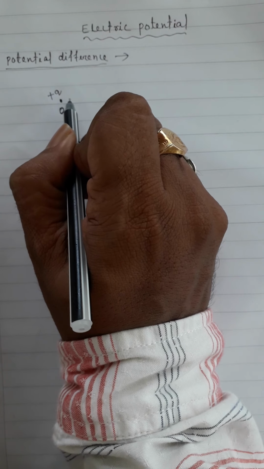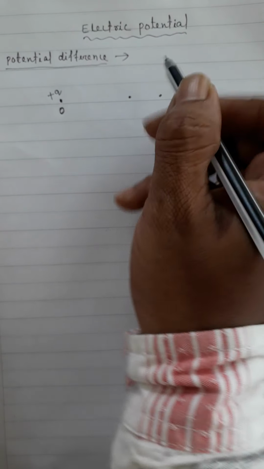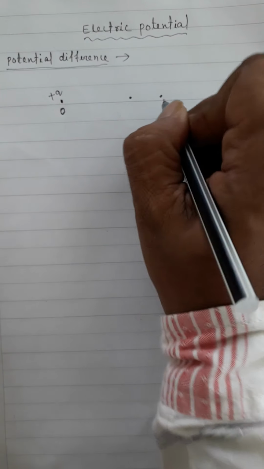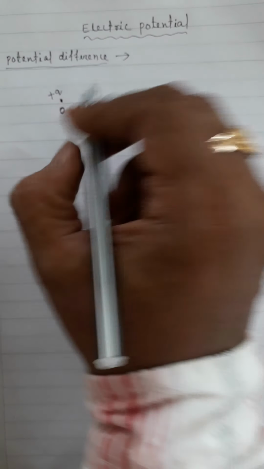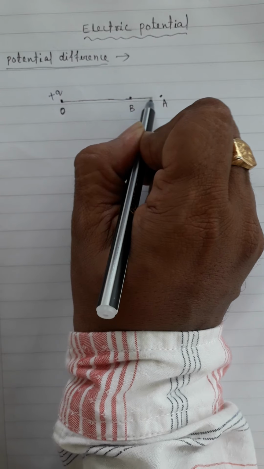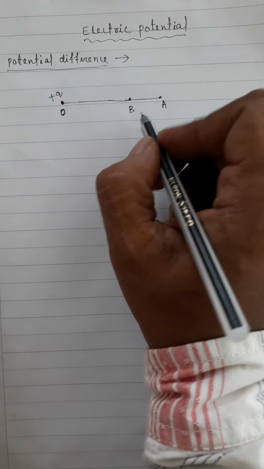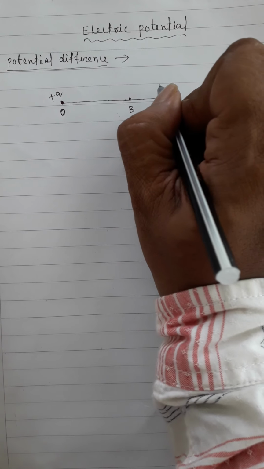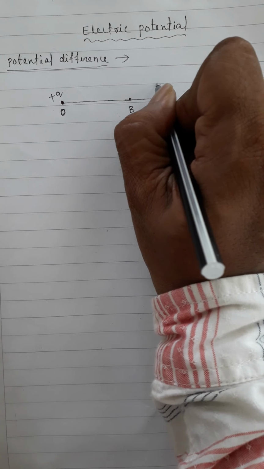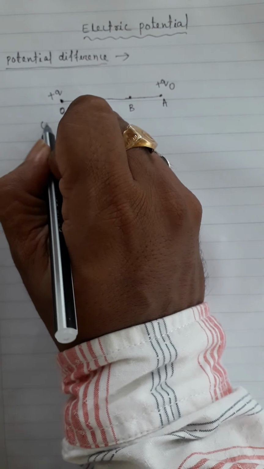Suppose this is A and this is B. These are 2 points, and this is the distance from the source charge. Let's take a test charge Q0 at the point A. This is the test charge, this is the source charge.